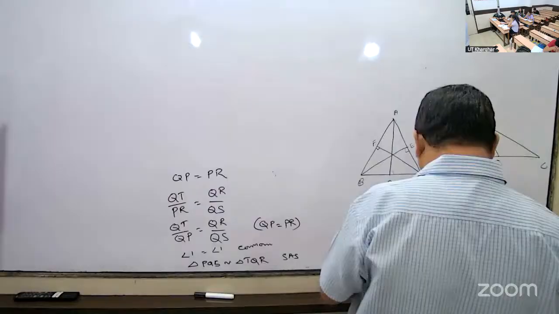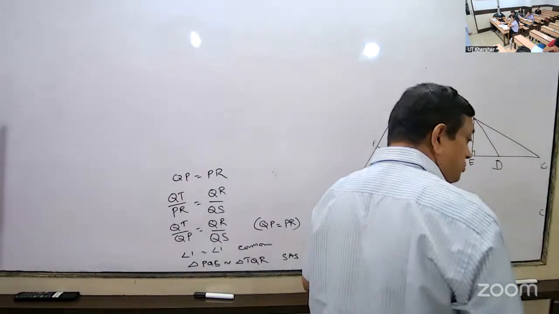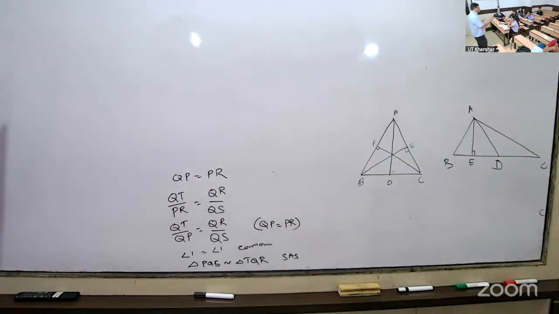Have you followed the difference? Altitude is different, median is different. In some cases, both will come the same, in an equilateral triangle and all. What is the meaning of median? Line drawn from the vertex to the midpoint of the opposite side, or which bisects the opposite side. Median is different, altitude is different.